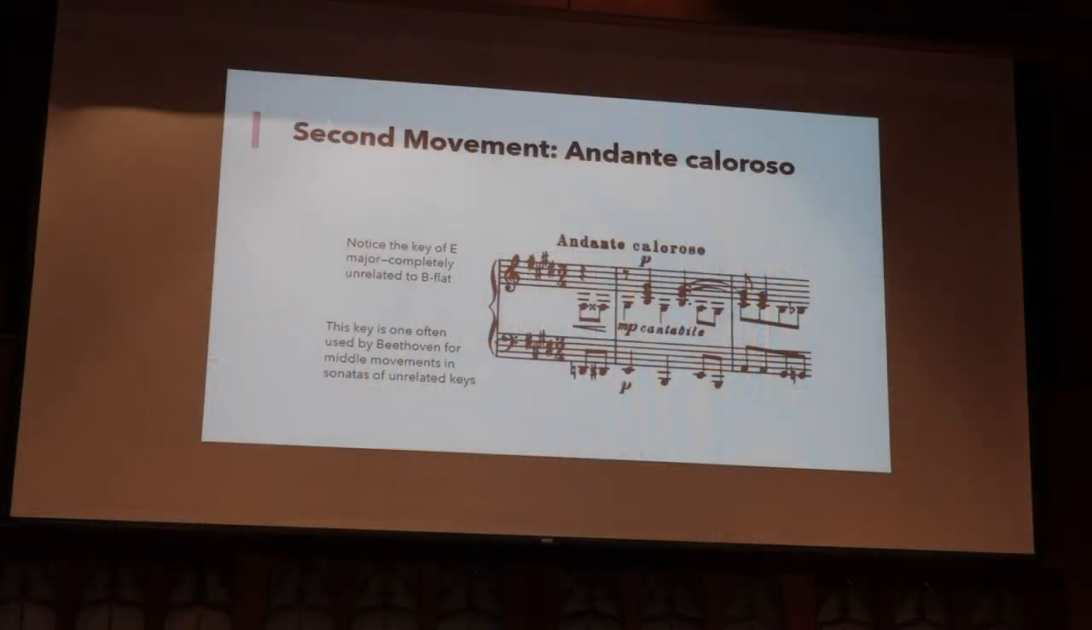Moving on to the second movement, the first thing that we would notice here is that it is in E major. Now this is important because we already talked about this tritone relationship that Prokofiev loves to use. And we saw it earlier between two chords in F sharp minor and C minor. Immediately after that, he actually plays similar things in B flat minor and E minor. So again, this tritone relationship.